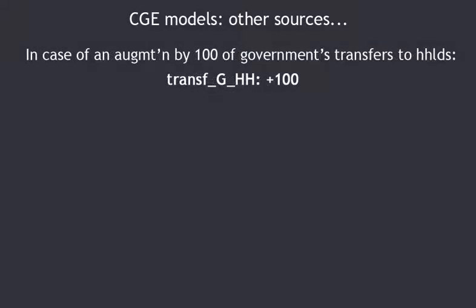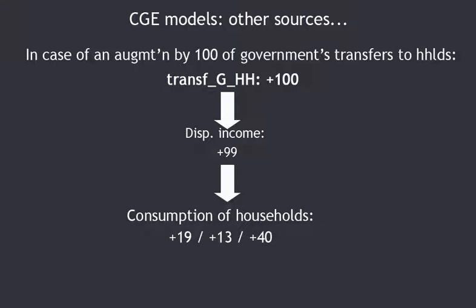Let us now consider the increase by 100 in transfers from the state to households. Household income ultimately increases, that is to say, after all the adjustments that take place, by 99. This makes it possible to finance an increase in consumption for households in each sector, plus 19 in agriculture, plus 13 in industry, and plus 40 in services. This is an increase similar to the one caused by the first shock. Again, these variations in consumption demand depend on the initial structure of this consumption.